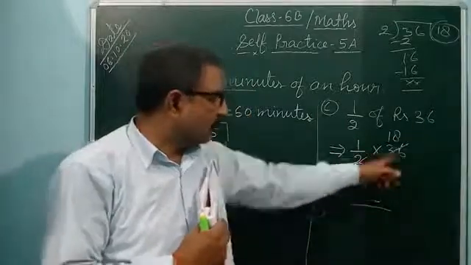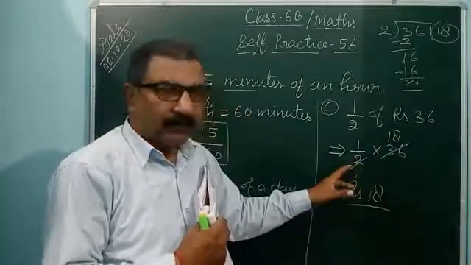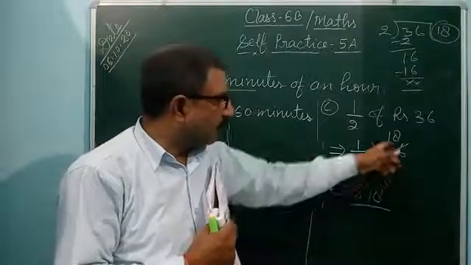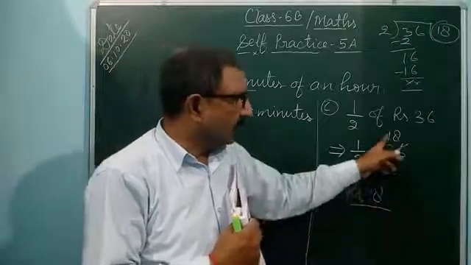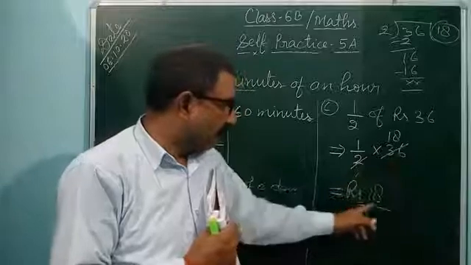After that, 36 1 are 36 by 2. It means you can directly also cut this. 2 1 are 2, 2 18 are 36. So rupees 18 is the answer.